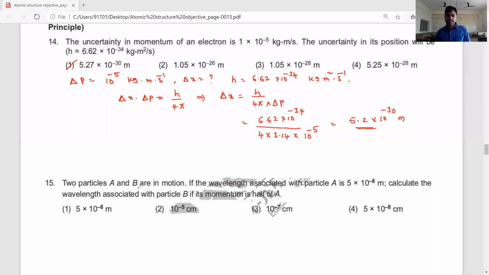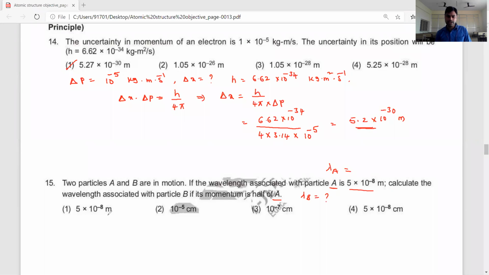15th. Two particles A and B are in motion. The wavelength associated with particle A, lambda A, is given: lambda A is equal to 5 into 10 to the power of minus 8 meters. Calculate the wavelength associated with particle B, if the momentum of particle B is half of A. We need to calculate lambda B, the wavelength of B. How to solve this question?